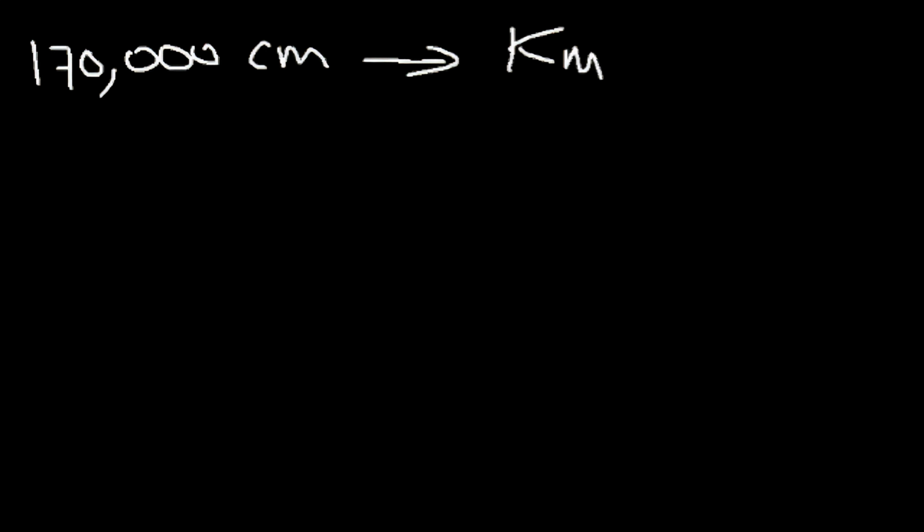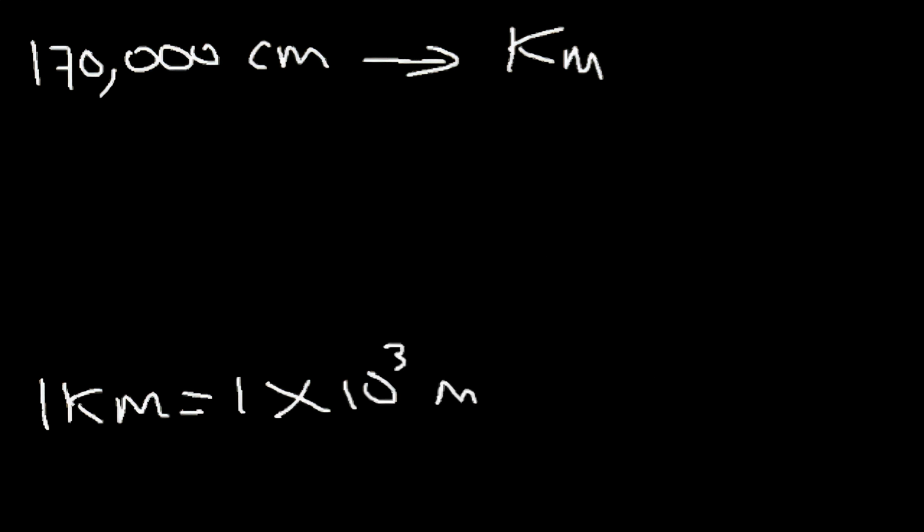Let's try an example. Let's say we have 170,000 centimeters and we wish to convert it to kilometers using the metric system. How can we do it? What you want to do is convert centimeters to meters and then meters to kilometers. So let's write out the conversion factors. 1 kilometer is 1 times 10 to the 3 meters, which is 1,000 meters. 1 centimeter is 1 times 10 to the negative 2 meters.